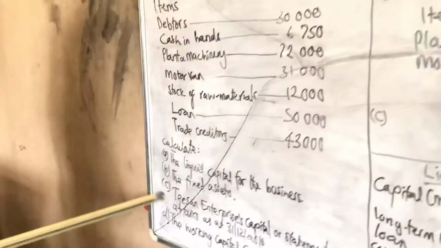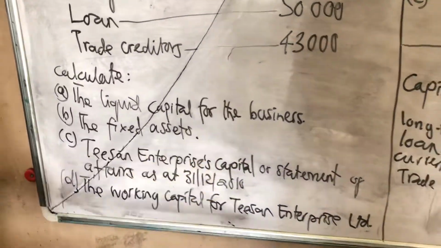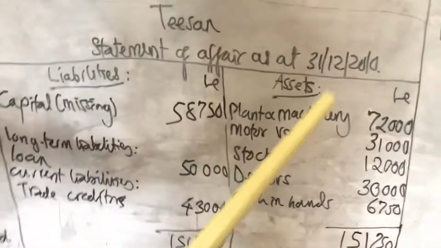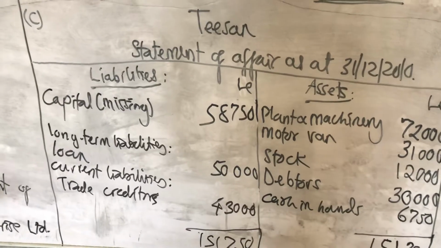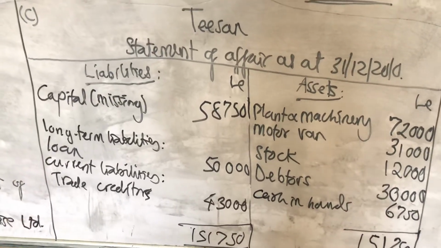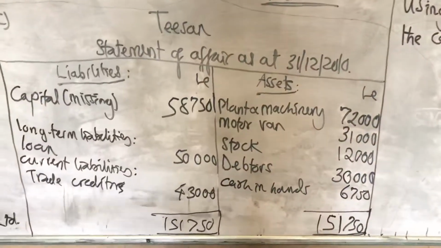Now, to the question, it says capital. So what you do is to arrange those items that are assets and negate them with those items that are liabilities of the business. And that is what we did here.